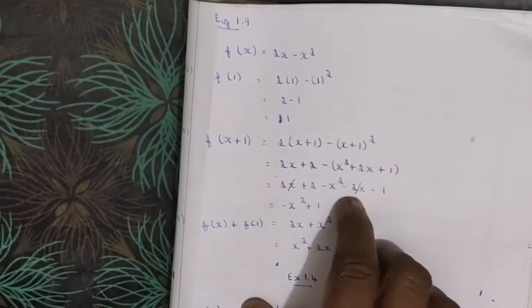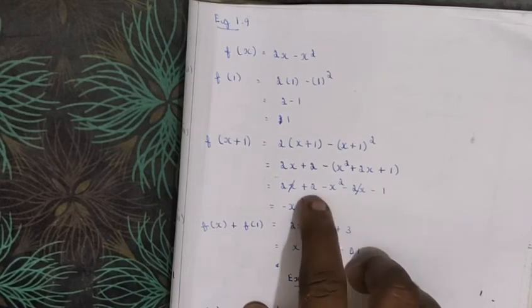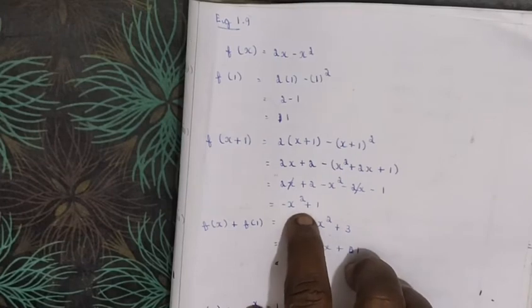So plus 2x minus 2x cancel. So 2 minus 1 plus 1. So x square minus x square plus 1.